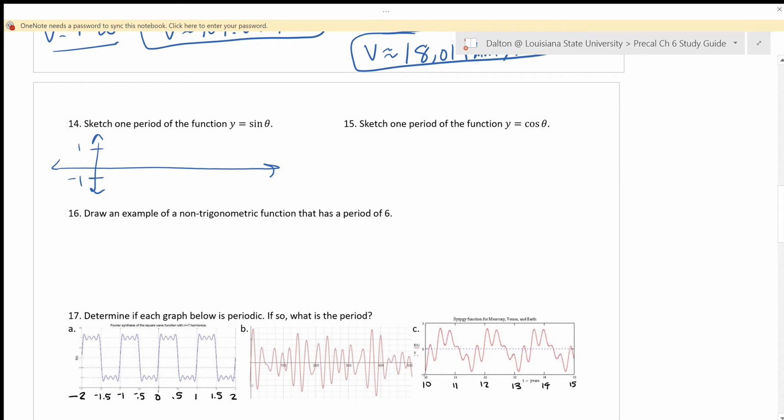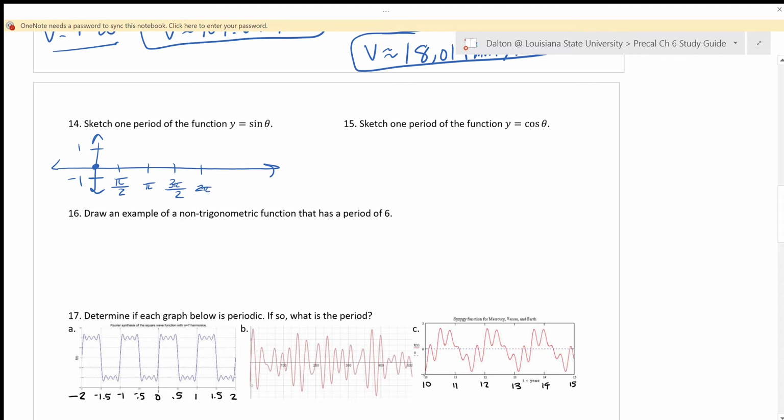Okay, you must know that the parent function for sine starts at 0. It goes through the origin. And then typically, we remember we do the 4 corners. So we count by pi over 2. So pi over 2, pi, 3 pi over 2, 2 pi. That would be one period of the sine function.